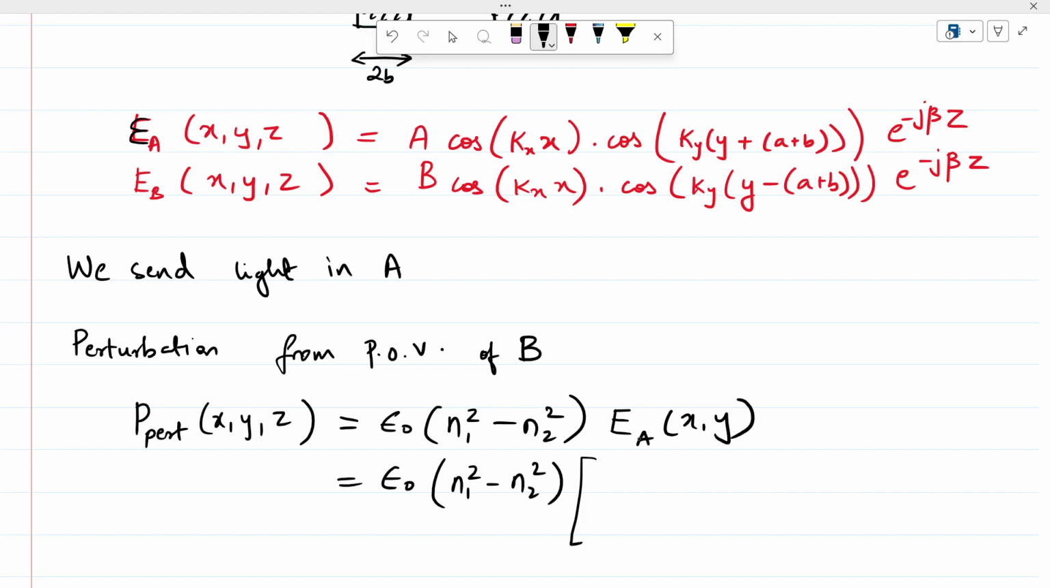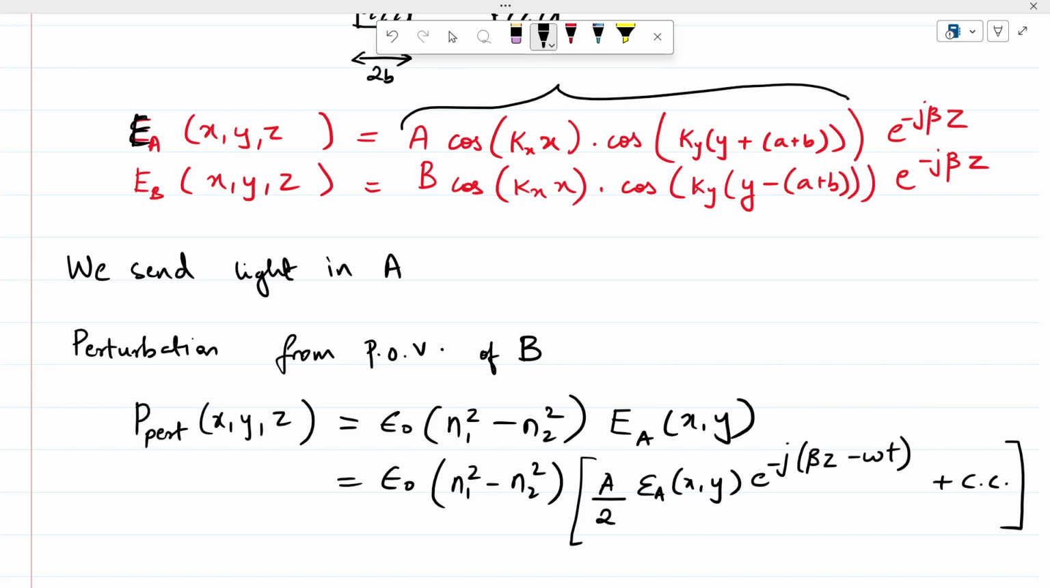So the electric field will also have a time dependence. So let this be EA only. So this portion is the EA of x comma y that we are talking about here.